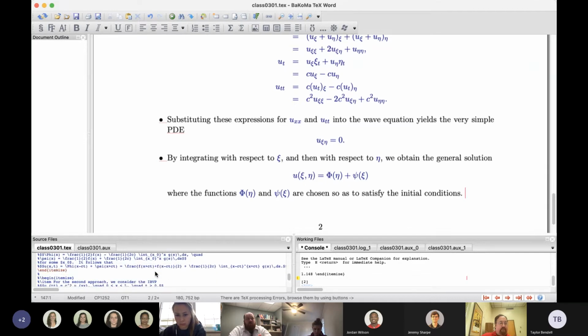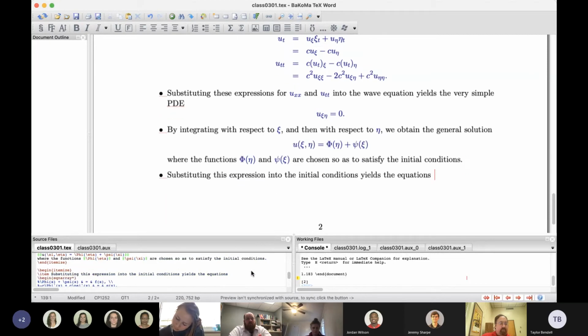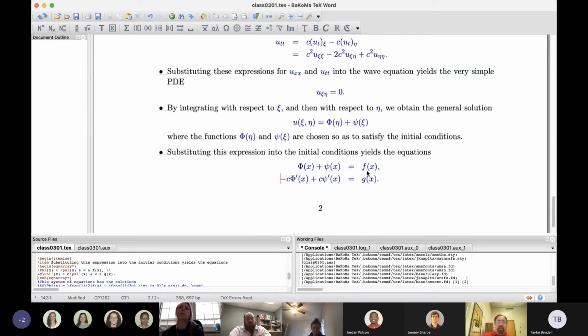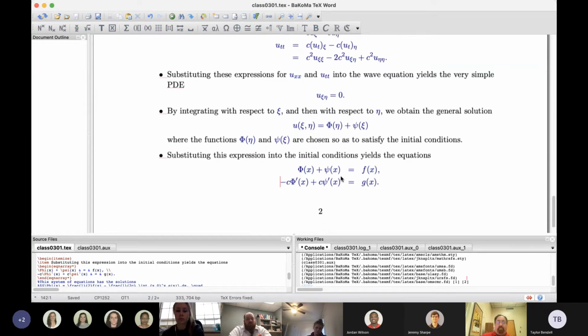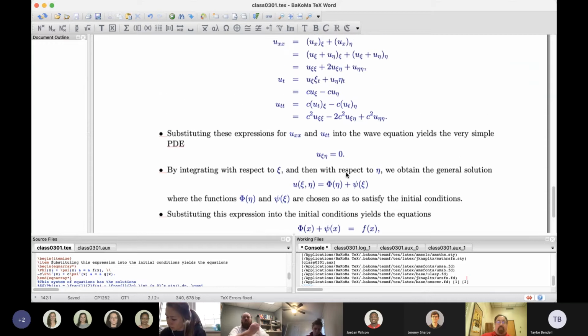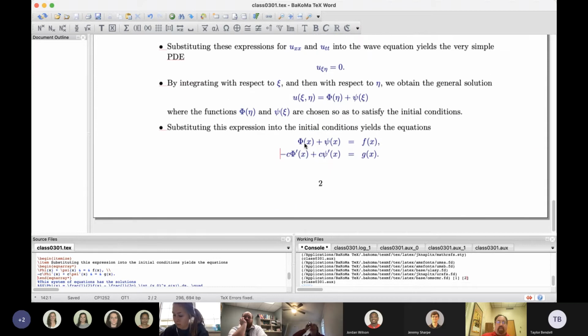Now, how can we solve for these functions so that the initial conditions are satisfied? So what happens is, if I plug in t equals 0 here, then xc is x and eta is also x. So that's what I get here. I'm basically plugging in t equals 0 here, I get this, and that has to equal f of x.